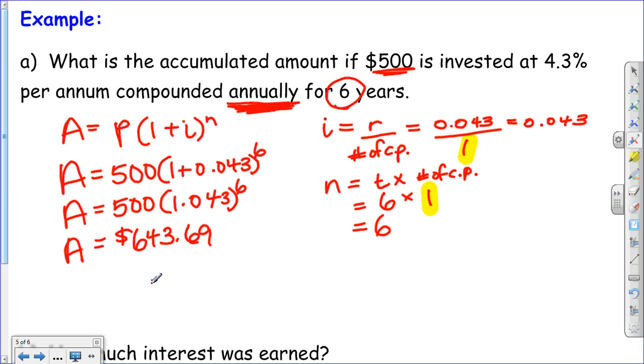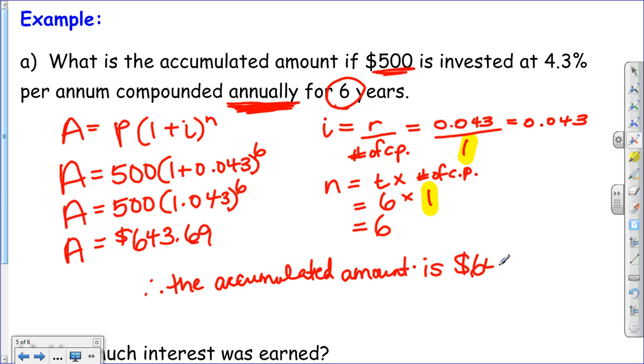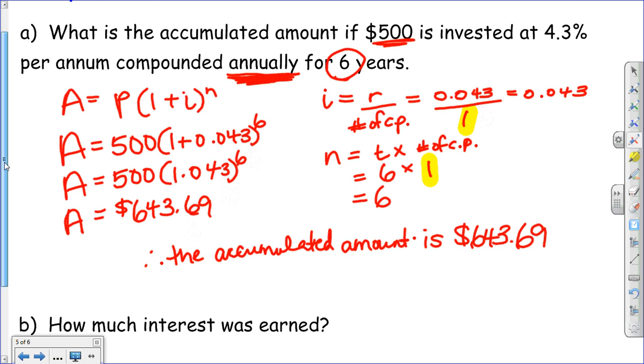$643.69. So therefore, the accumulated amount is $643.69. And no, if you're thinking I did not have to put the dollar sign here, I could have just waited and done the dollar sign in the sentence. I could have just left it without.